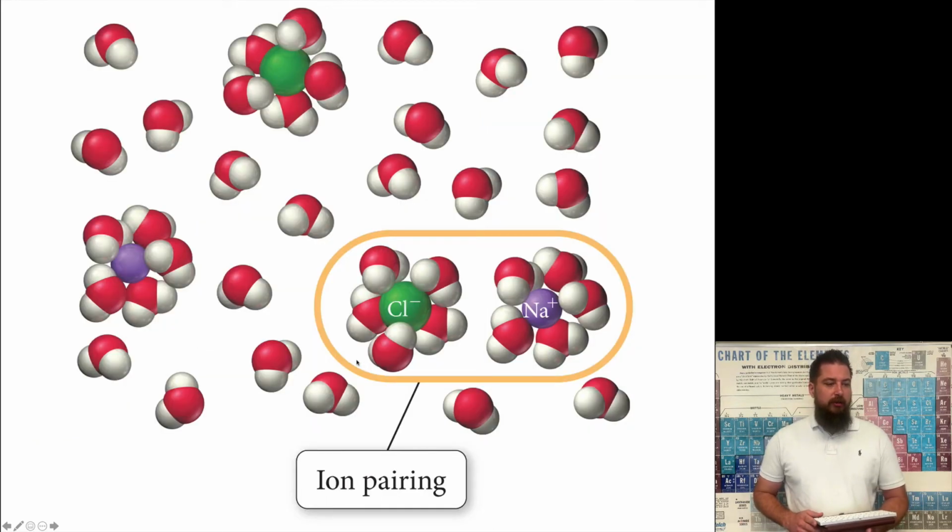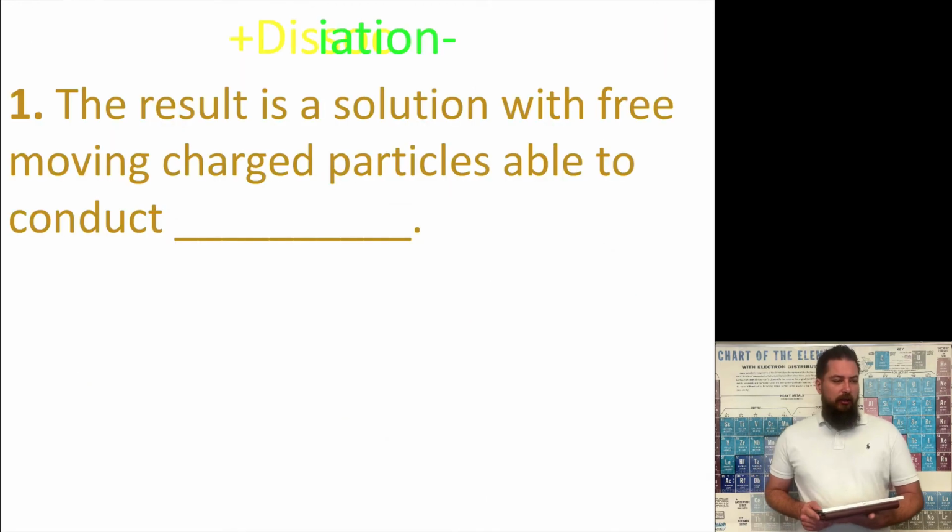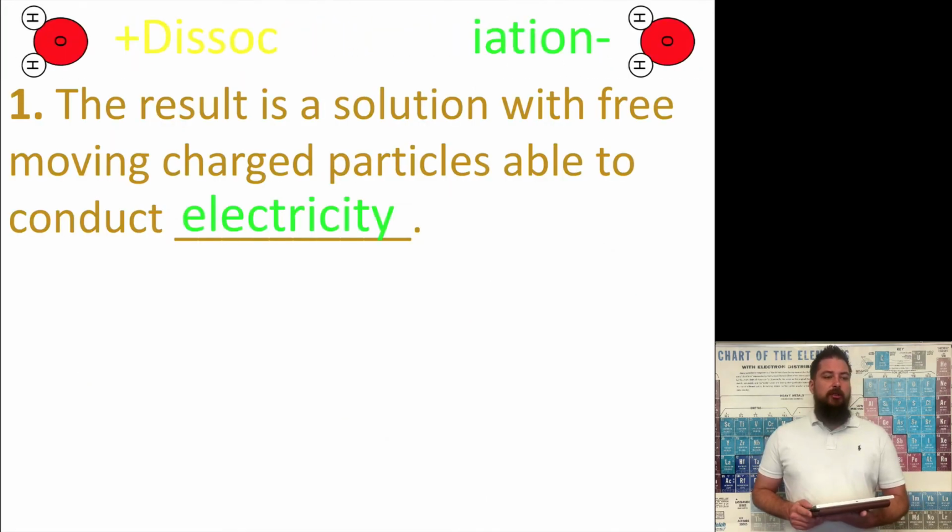All right, and so this is a really great example again here, where you can really see the water molecules. The positive end of the water molecules are attracted to the negative anion, and the negative ends of the water molecule are attracted to the positive cations. All right. So the result is a solution with free moving charged particles which are able to conduct electricity.